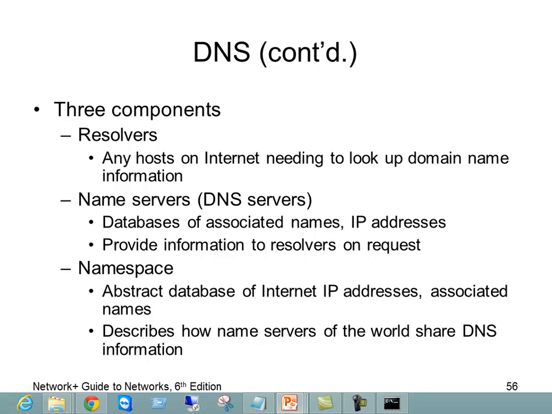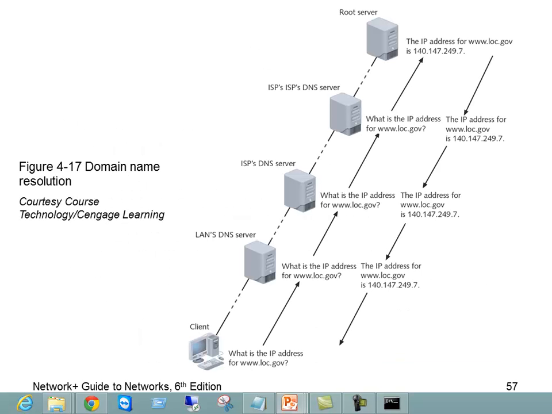So the components of DNS are a resolver, which is any host that needs to look up something. The DNS server is the database of IP addresses to names, and then the namespace is the abstract database of IP addresses and associated names. So here's an example of how this works.